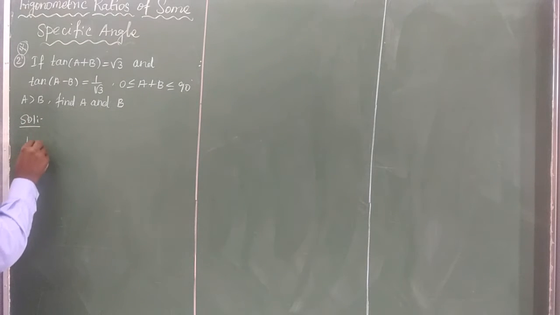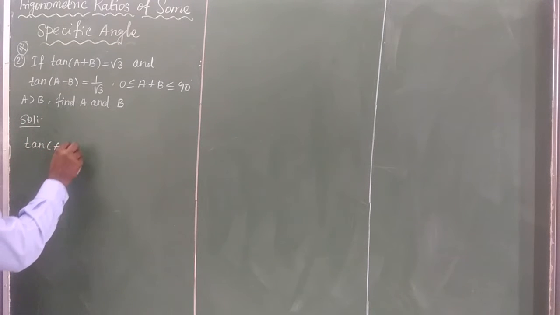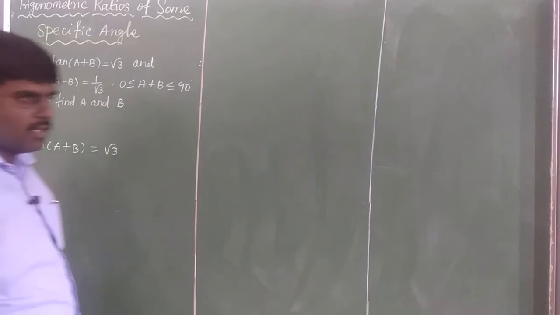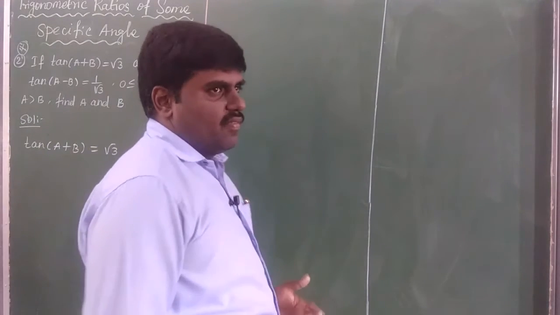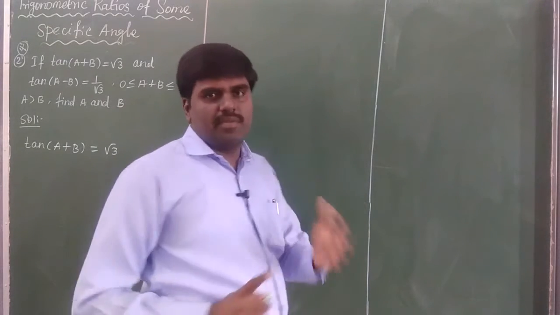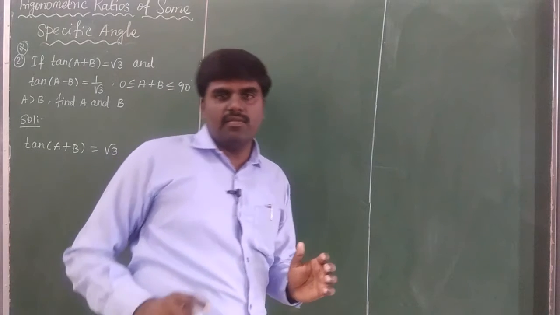Tan(a + b) is equal to √3. So, we know that formula. Tan of what value will come to √3? Just to recall the trigonometry formulas.